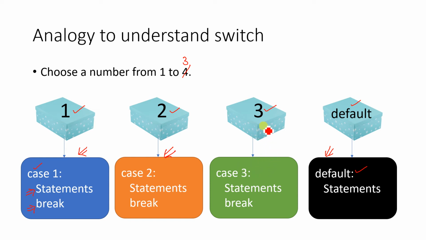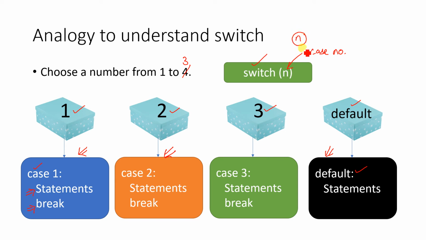So how the user will ask for these cases: we will use the switch keyword, and this n represents the case number. You are asked to choose a case number which will be stored inside n, and when n gets a value between 1 to 3, that particular case gets executed. Right, so now let me go through the syntax completely. This is just an analogy to understand the case.